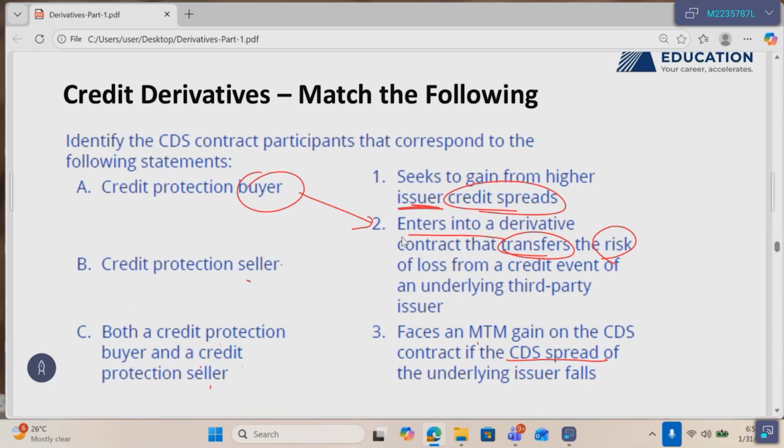So they both enter into a contract that transfers. So both of them enter into a CDS. So I think potentially the answer might be enter into a contract, right? Now, who seeks to gain from a higher issuer credit spread? If the credit spread is very high, then the person will gain when he's buying the contract, and the seller will face the MTM gain on the contract if the CDS spread actually falls, potentially. Okay, so they are actually very tricky options.